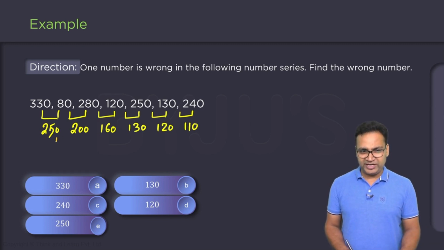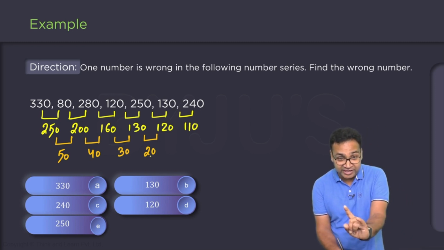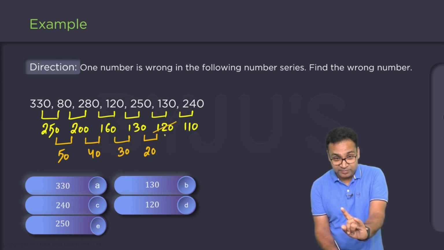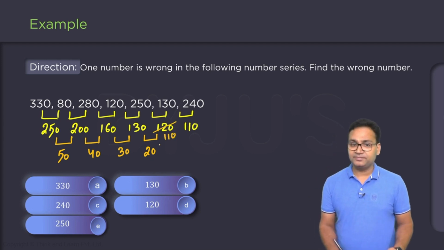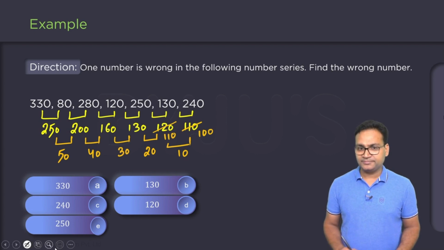No. Let me take differences now. Double differences. What is it? 50. What is it? 40. What is it? 30. Great. So what should it be? 20. If I see the trend 50, 40, 30, 20, but that means this number needs to be updated. And then it should be 10. So this number also needs to be updated.